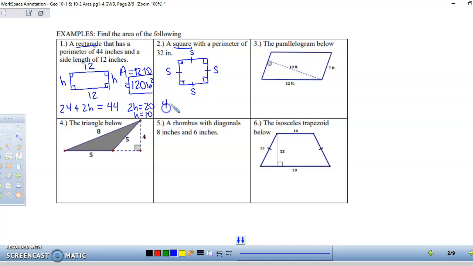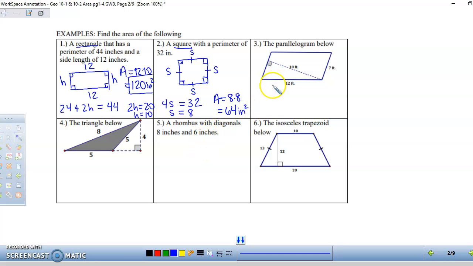So what I would set up is 4s, or s plus s plus s plus s, is equal to 32. So divide by 4, and each of those is 8. So then my area is going to be 8 times 8, or in other words, 64. And again, this is inches squared.